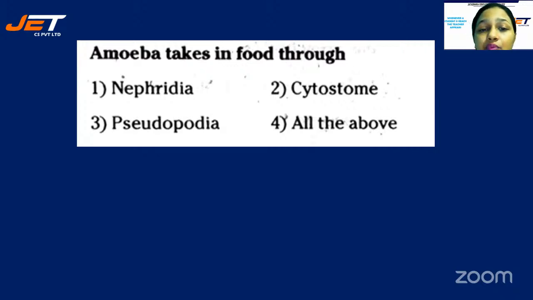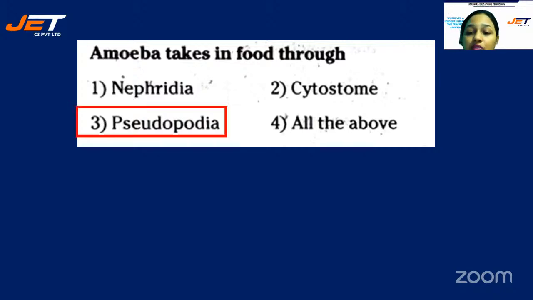Amoeba takes in food through nephridia, cytostome, pseudopodia, or all the above. For this question, the correct answer is option 3, pseudopodia. Okay.